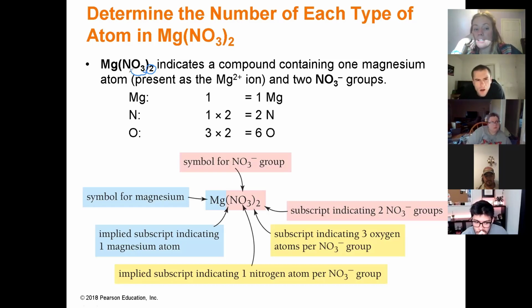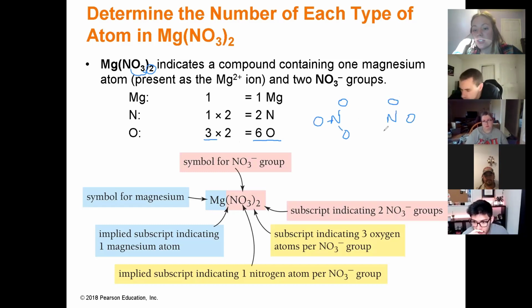So for nitrogen, there are going to be 2 of them because there are 2 of these packets. For oxygen, there are going to be 6 of them because there are 2 packets, and each packet contains 3 oxygens. If I draw a really rough sketch: nitrogen, oxygen, oxygen, oxygen, stuck together. Here's another one: nitrogen, oxygen, oxygen, oxygen. If I have 2 of them, how many nitrogens do I have? 1, 2. That's where the 2 is coming from. If I have 2 of these packets, how many oxygens do I have? 1, 2, 3, 4, 5, and 6. I wouldn't recommend drawing them out. Just get in the habit of multiplying whatever's outside the parentheses by whatever's inside the parentheses.